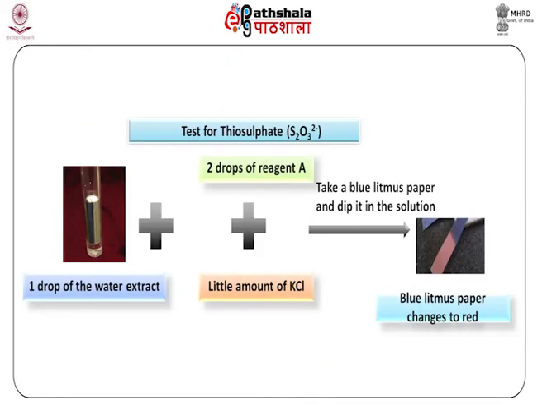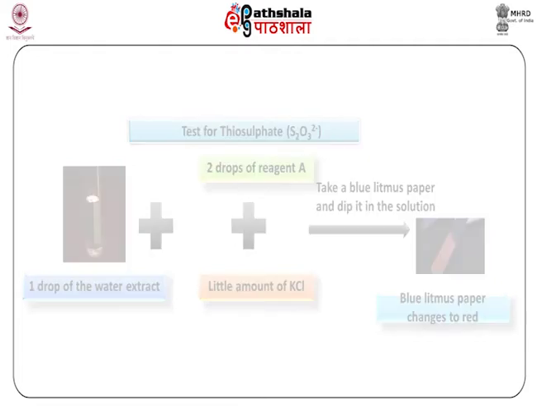Take 1 drop of the water extract in a clean test tube. Add 2 drops of reagent A and mix it thoroughly. Then add a little amount of potassium chloride to it. Take a blue litmus paper and dip it in the solution. The presence of thiosulphate is indicated if the blue litmus paper changes to red in color.